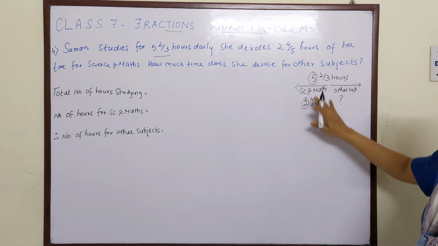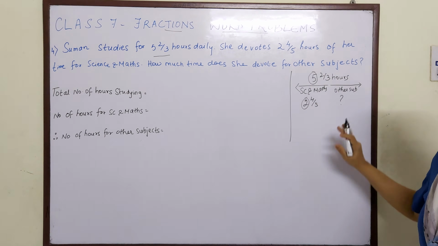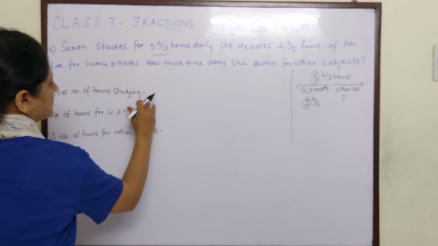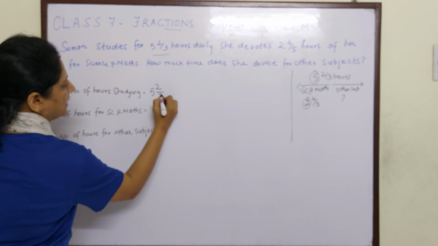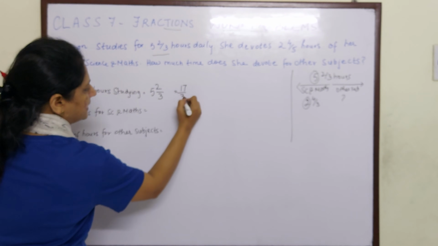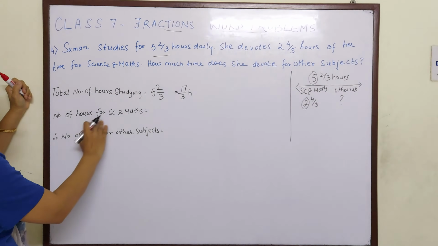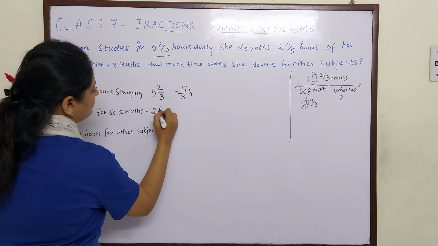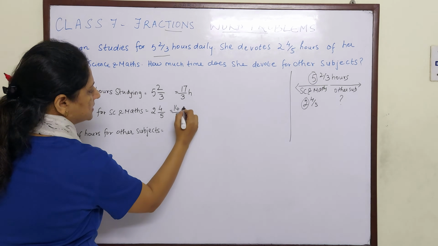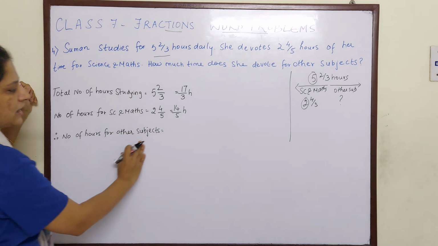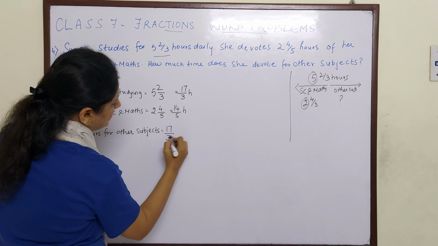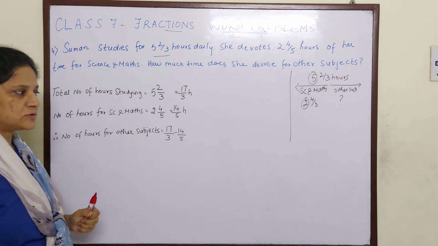So here now, as we understood the concept by drawing a rough diagram, now we can go to the actual sum. So the total number of hours studying is 5 2/3 hours, which is equal to 3 5s are 15 plus 2, 17 by 3 hours. And the number of hours for science and maths is 2 4/5. So 5 2s are 10, 10 plus 4, 14 by 5 hours. So the number of hours for other subjects is the total minus this. That is 17 by 3 minus 14 by 5. So let us start.